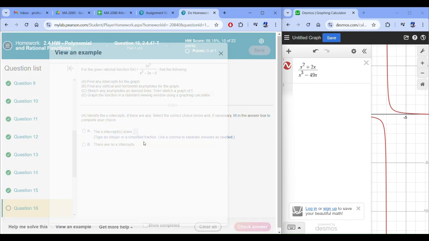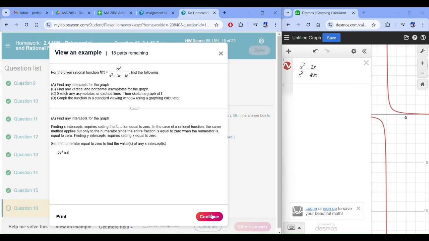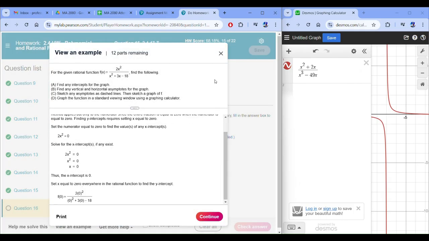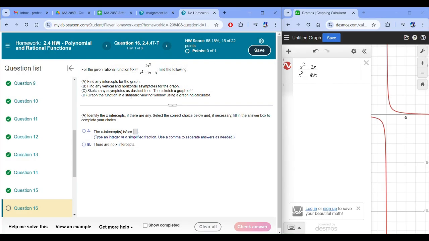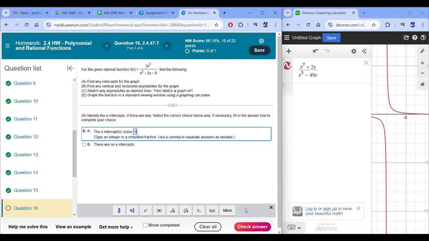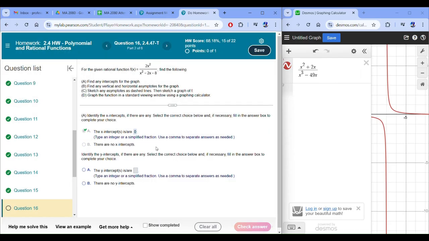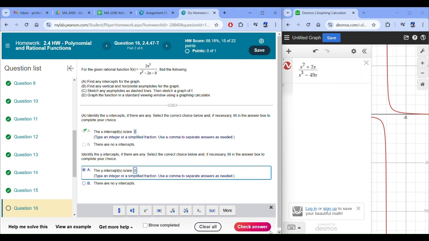And then again, you could always use the view an example, which is going to find it by setting it equal to 0. It's going to tell you step by step how to do it. So here, find the x-intercepts, find the y-intercepts, find the vertical asymptotes. The x-intercepts, you just set the numerator. Yeah, there's one. It's at 0, 0. Identify the y-intercepts, 0, 0.